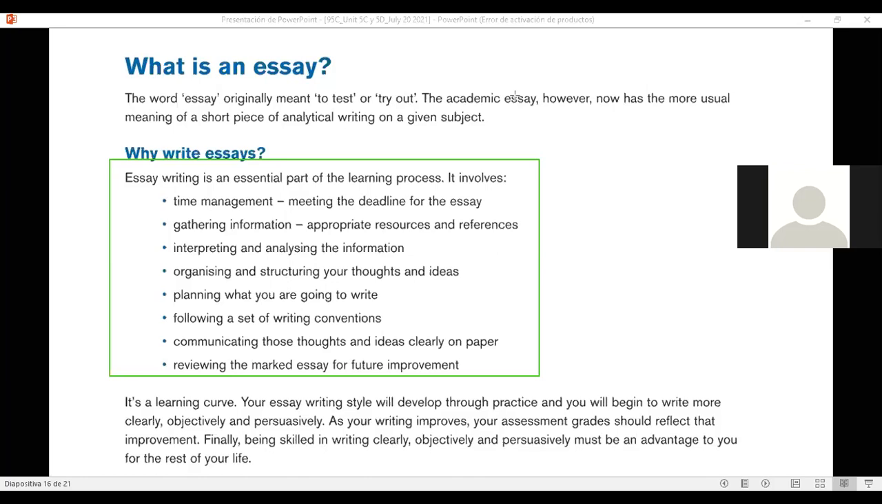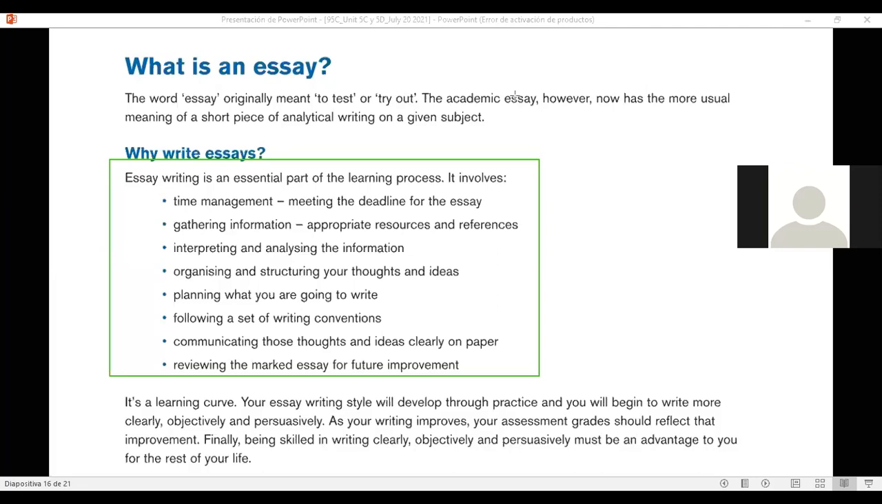Interpreting and analyzing the information. Es decir, que de toda la información que nosotros reunimos, ¿no? Sobre el tema, de ciertas fuentes, tenemos que interpretar o analizar esa información. No todo nos va a servir, ¿verdad? Entonces, we need to interpret and analyze the information. We are also going to organize and structure our thoughts and ideas. Sí, va a ser necesario también ir estructurando, ¿no? Organizando nuestras ideas para ir dándole forma a nuestro ensayo.